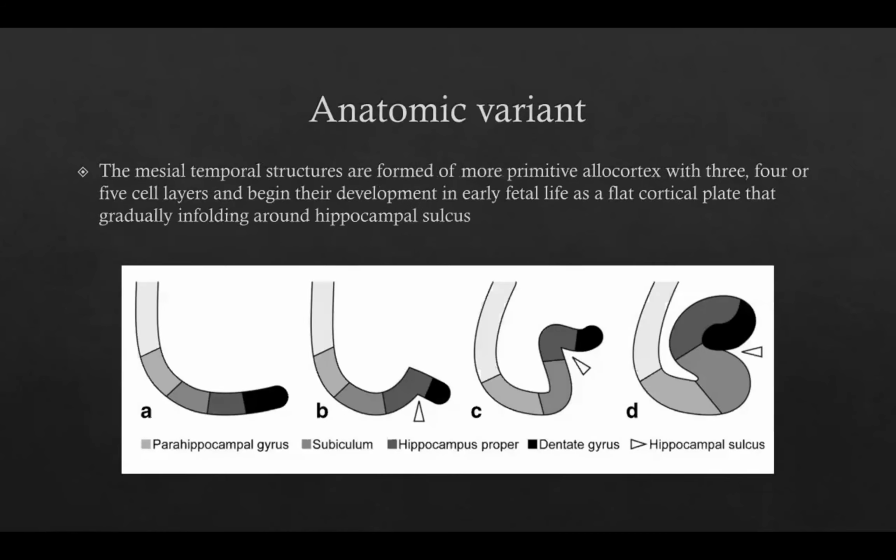So for anatomic variant, the mesiotemporal structures are formed by the primitive allocortex. When we say primitive allocortex, it means the cortex has only 3 up to 5 layers. It does not have a complete 6 layers, whereas if it's neocortex, it has complete 6 layers. So it's a bit special. And this mesiotemporal allocortex development usually starts with a flat cortical plate, and with time, it will gradually unfold and give us the hippocampal formation.